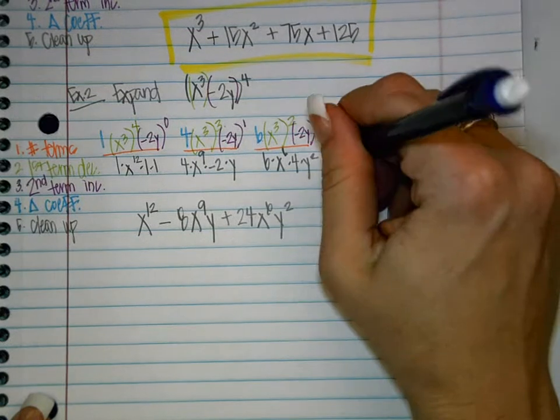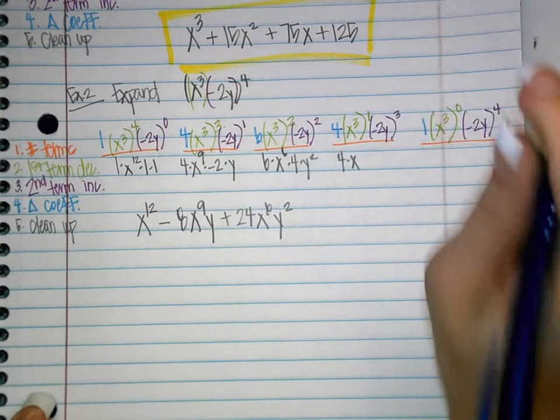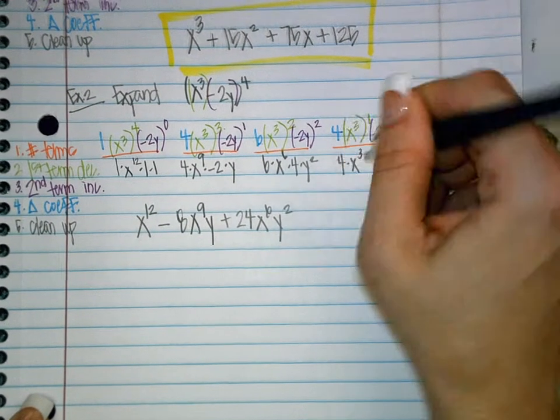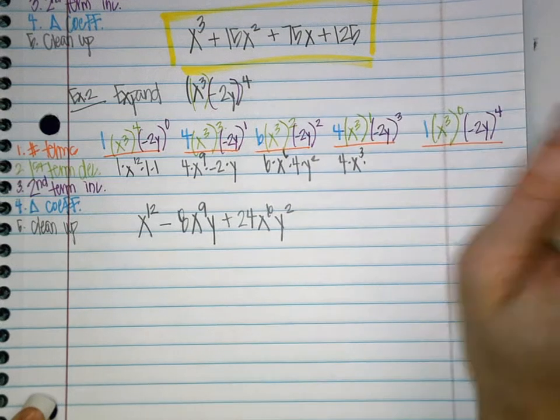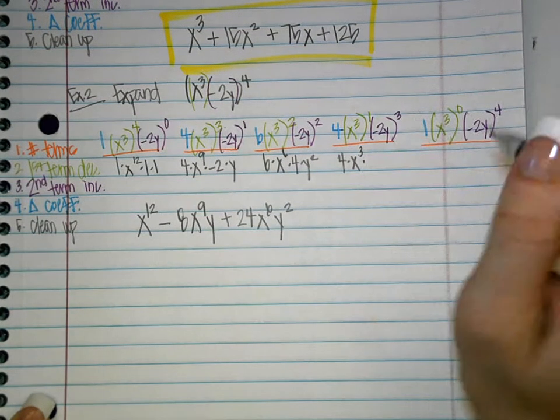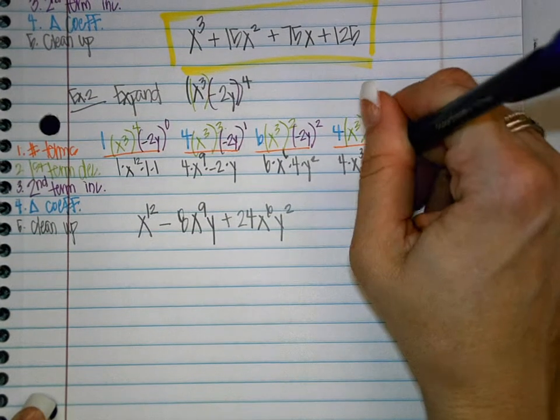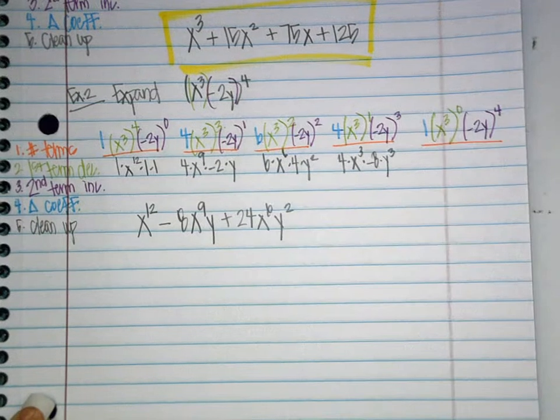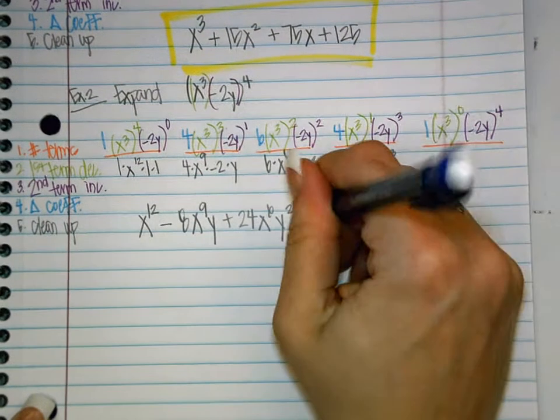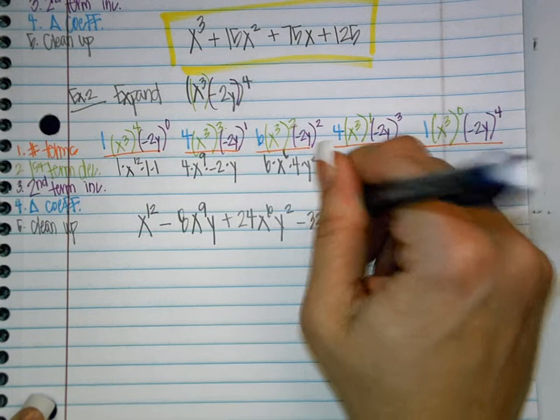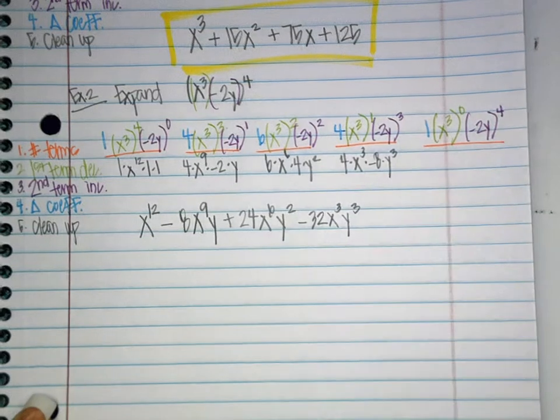Then we're going to clean up. 4 times x cubed to the first power is just x to the third. What's -2 cubed? -8. And you're going to have y cubed. Multiply those together, and we got -32 x cubed, y cubed.